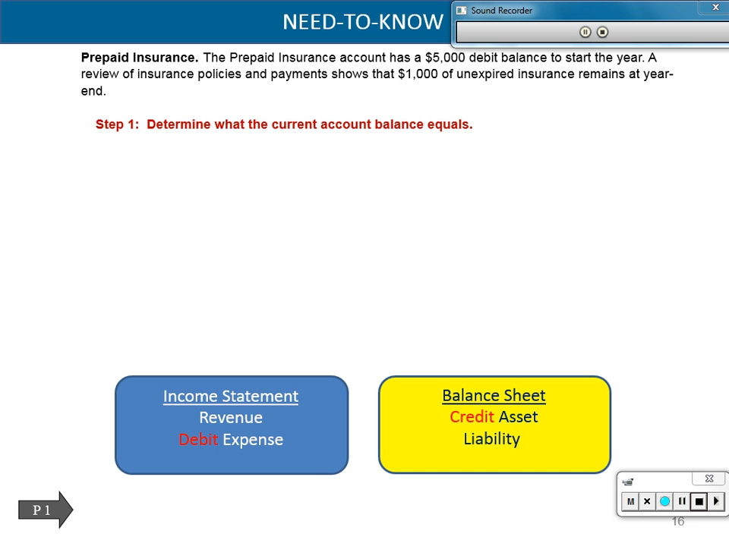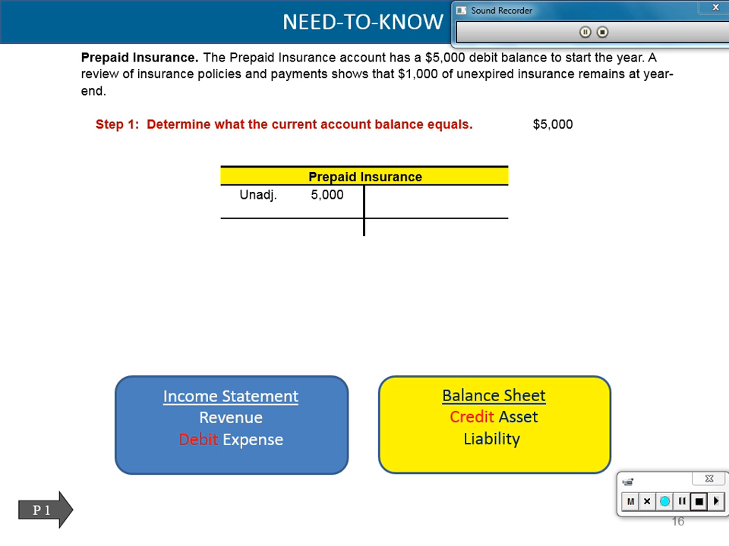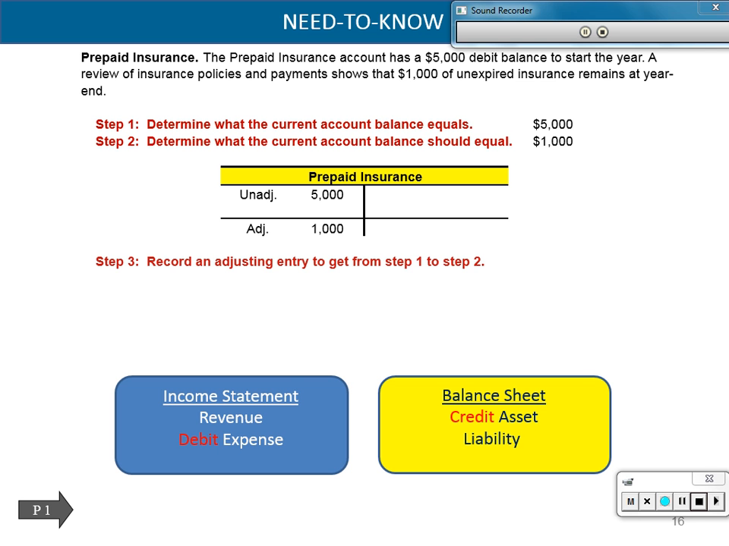It had 5,000. We ended up with 1,000, right? So you told me how much had expired? 4,000. So this is what it looks like before we adjust for what has been used. This is the unadjusted balance in the ledger of 5,000 for prepaid insurance. Now we've determined that all that is left is 1,000. We had to adjust for it, but you don't see the adjustment yet. You've got to make the journal entry to adjust it.